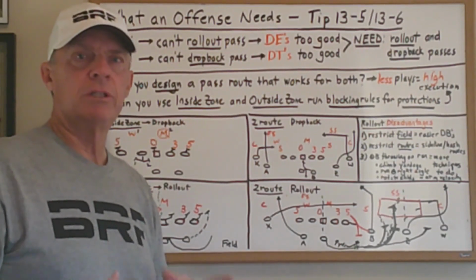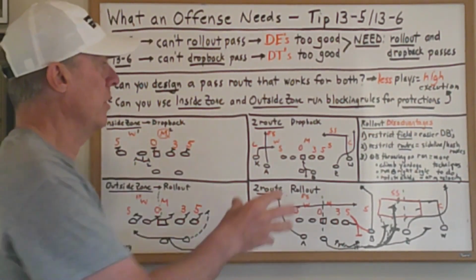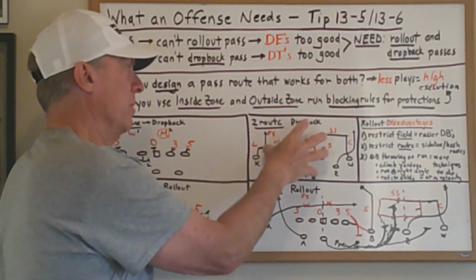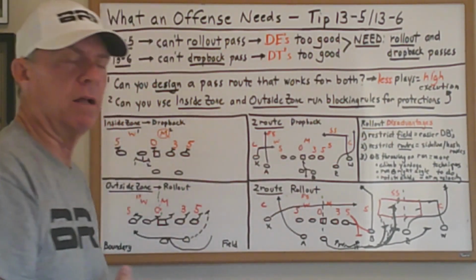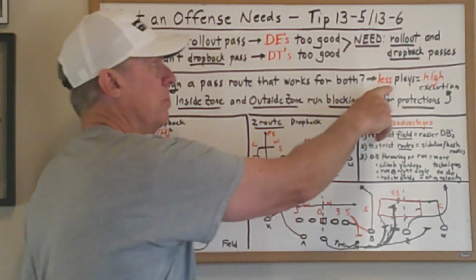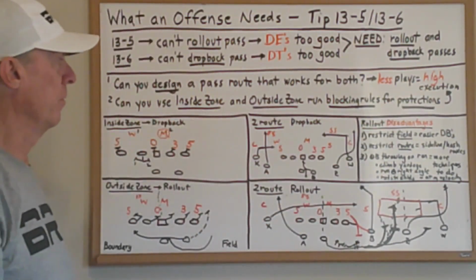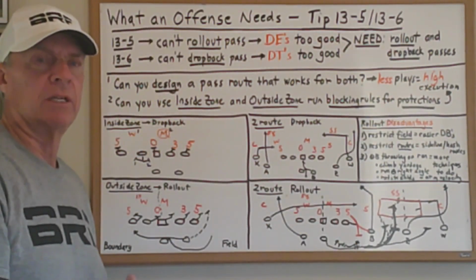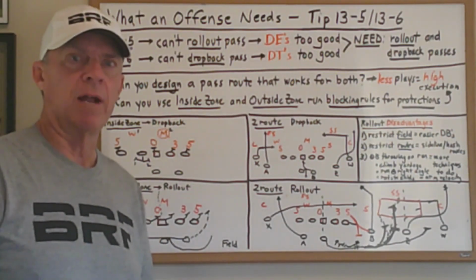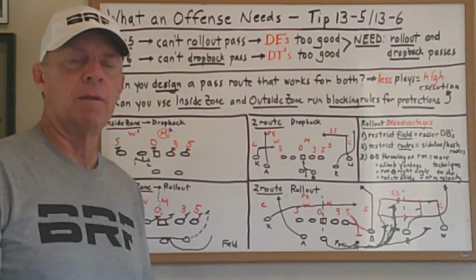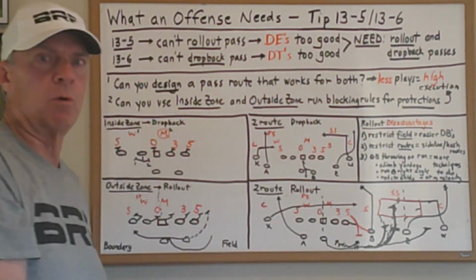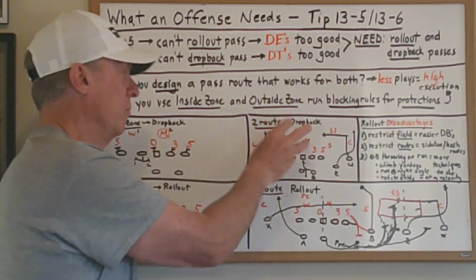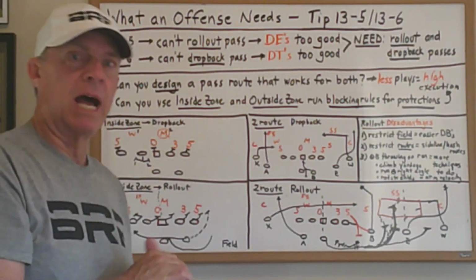So what I'll present to you next is some of my pass concepts and routes that are similar to the two route that work for drop back and rollout that I used to have fewer plays and high execution for the receivers, running backs, and quarterbacks. And I'm not saying that you need to use my routes. I'm just going to give you some food for thought. You should go into your pass route concepts and see which ones work really well with drop back and rollout. Not all of mine did.